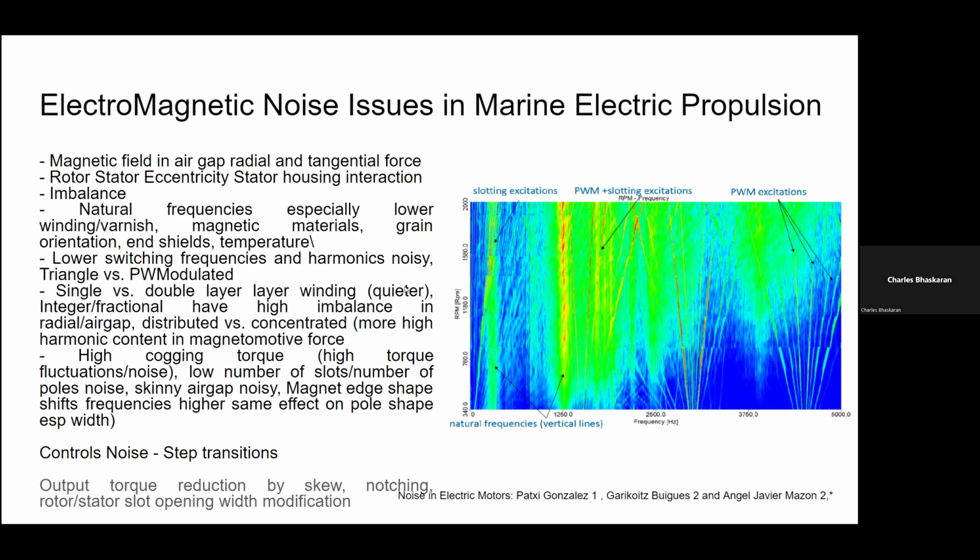High cogging torque, so we design the motor so that these high fluctuations in noise can be reduced. Lower number of slots, holes, skinny air gaps, magnet shapes. You could play with a lot of these things to reduce the motor noise. Talked a little bit about the controls, and the whole idea is to keep the output reduction. You could do skewing, notching, slot opening, those kind of things.